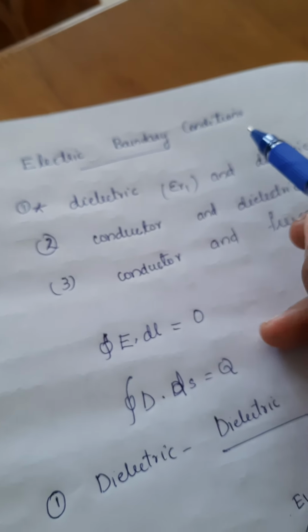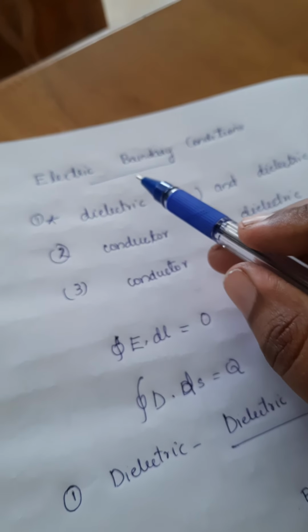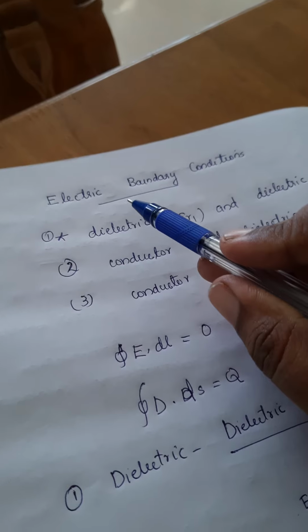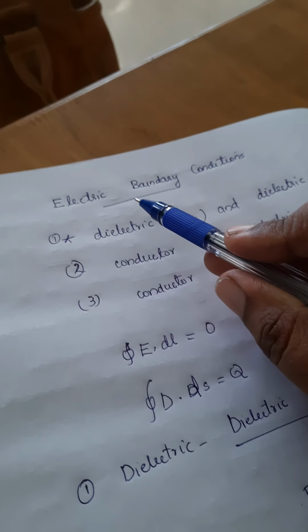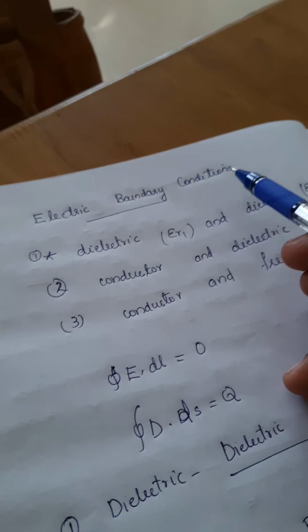Electric boundary conditions. If an electric field exists at a boundary separating two different media, there are some conditions the electric field should satisfy when crossing that boundary. Those conditions are known as boundary conditions.